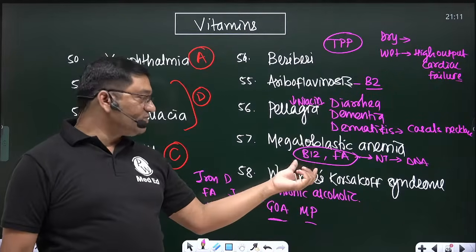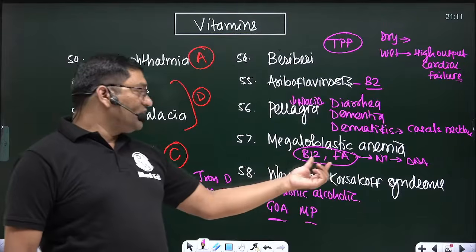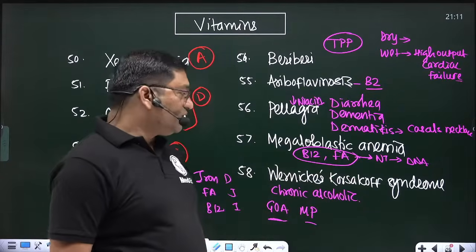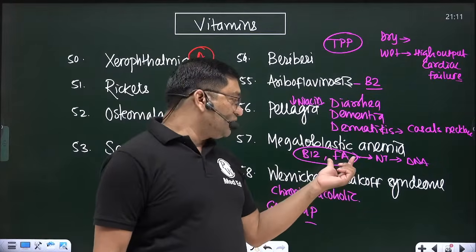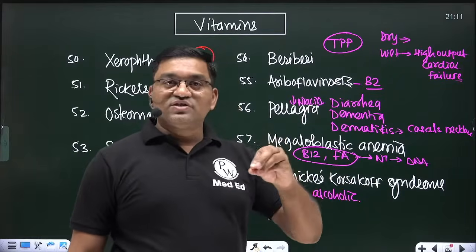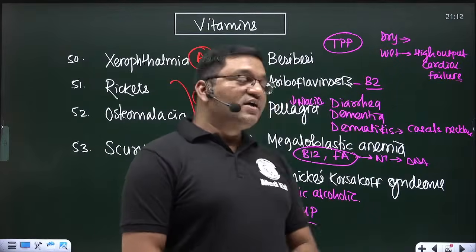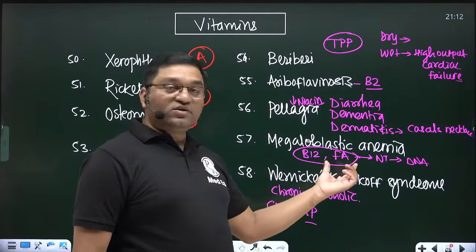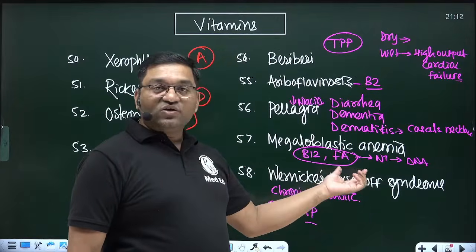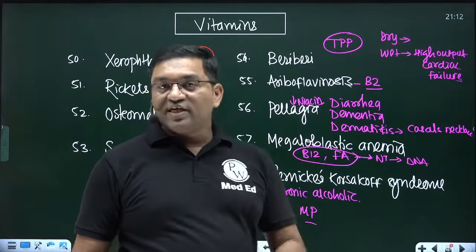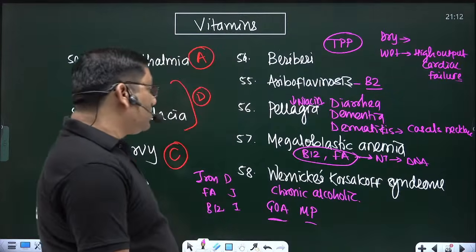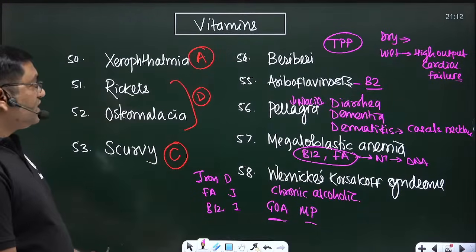Requirement of B12 is 1 to 2 microgram per day. Folic acid requirement is 200 microgram per day. In pregnancy, it is 500 microgram per day. Folic acid deficiency causes the neural tube defect, that is spina bifida and anencephaly. In pregnancy, if it is less, it causes the defect in the neonate, that is spina bifida and anencephaly, known as neural tube defect. So these are the important clinical cases.